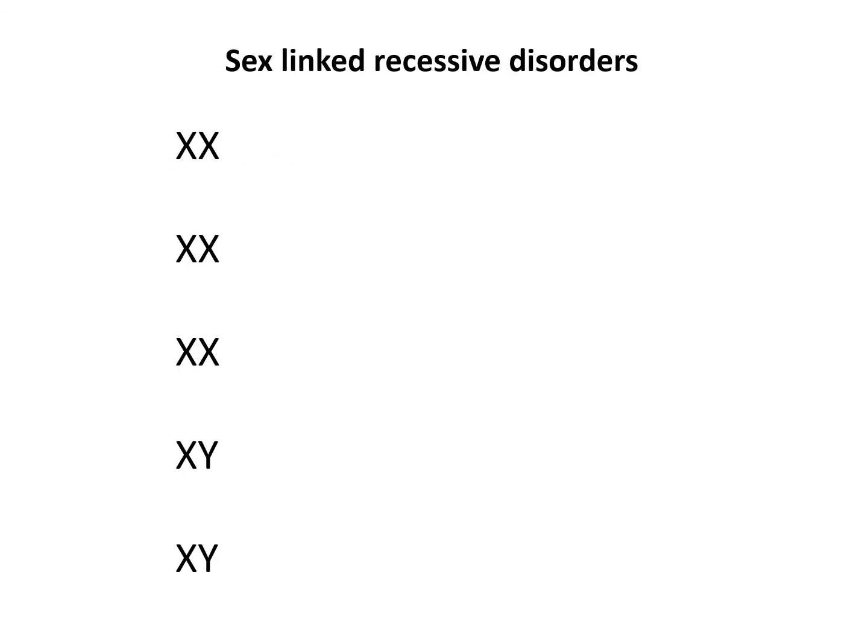Our last example of a genetic cross is what we call sex-linked recessive disorders. A sex-linked recessive disorder is an allele found on your X chromosome which does not have an allele on your Y chromosome. Examples of a sex-linked recessive disorder include hemophilia, colorblindness, and muscular dystrophy.